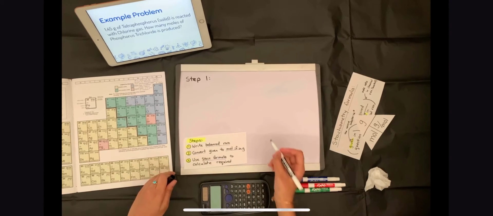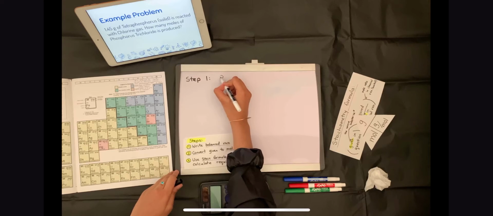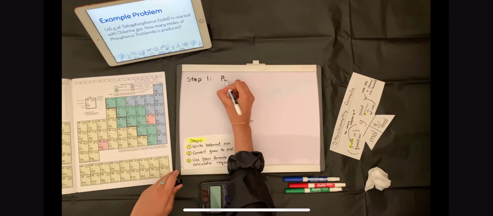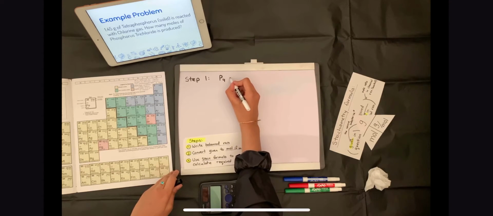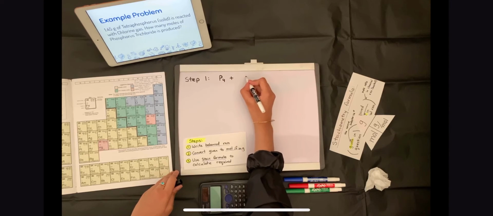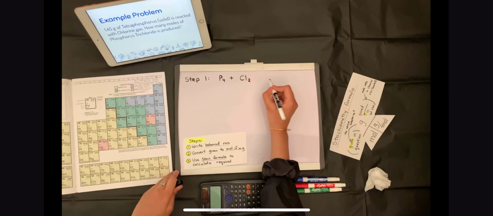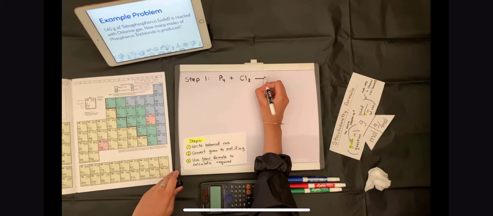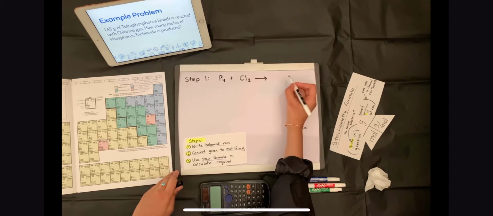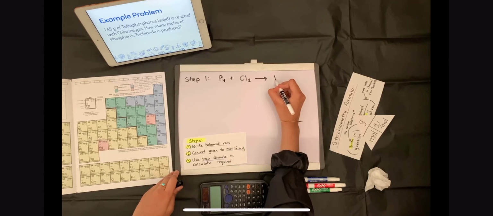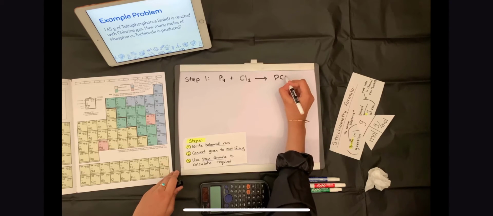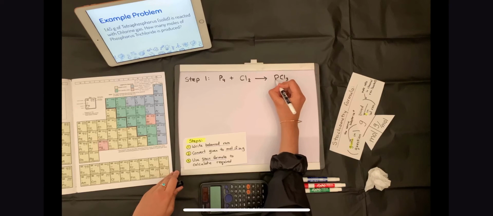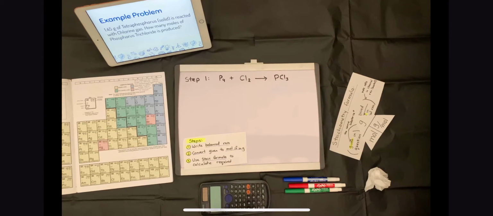So tetraphosphorus, P4, plus chlorine gas, we add the 2 because it's diatomic, produces PCl3. Now we have to go ahead and balance it.